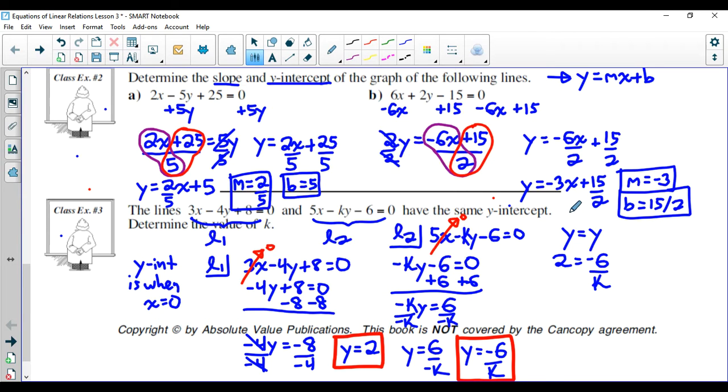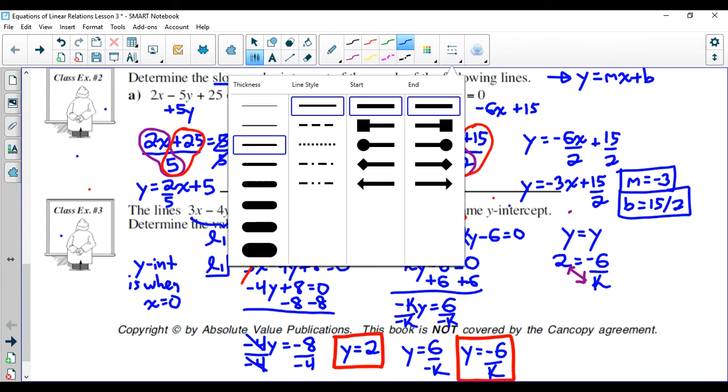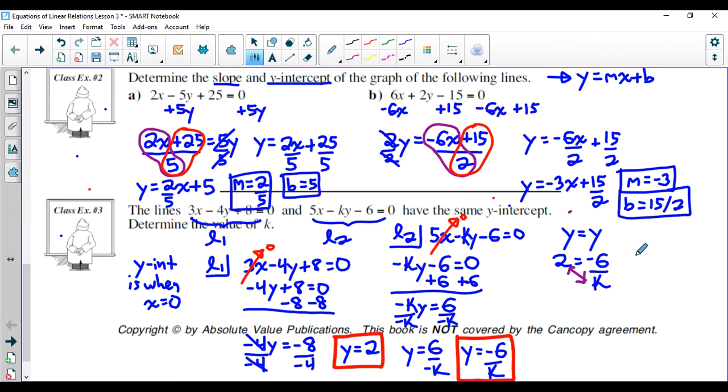Now, I want to get k isolated, so I'm going to use some cross multiplication to do that. You can't isolate a variable that's in the denominator. It must be in the numerator. So I'm going to take the value of k and have it switch spots with the 2. So then what that would tell me is that k would be equal to negative 6 divided by 2, and then negative 6 divided by 2 would just be negative 3.